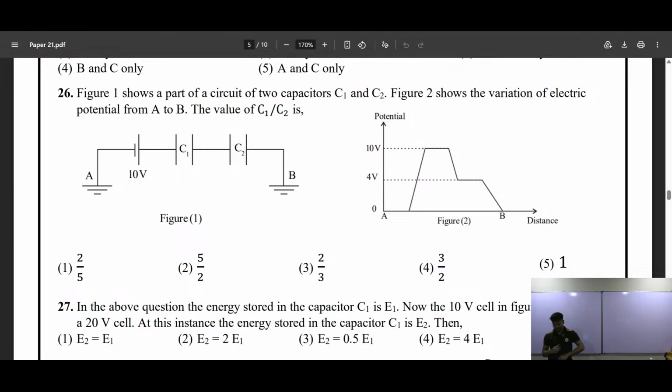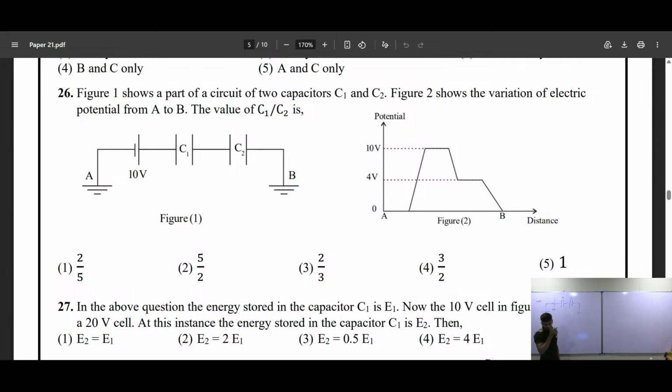Figure 1 shows a part of a circuit of two capacitors C1 and C2. You have two capacitors. There you have a 10-volt cell. This is capacitor C1 and this is capacitor C2, and this point is also grounded. That means the voltage at this point is 0. Figure 2 shows the variation of electric potential from A to B.